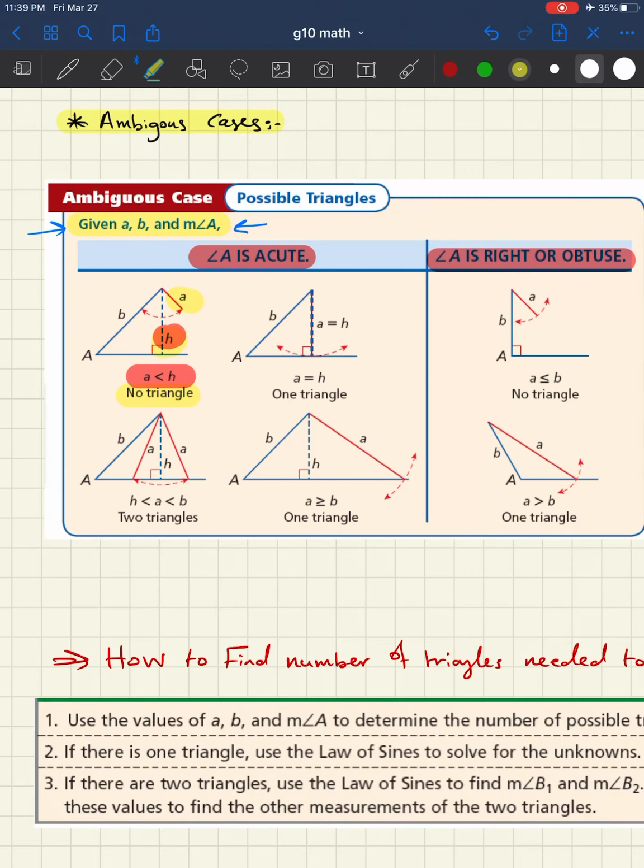تمام؟ The second case, if you have A exactly equals the height, then you have a single triangle. وهذا triangle إذا تنتبهوا من الرسم اللي فوقيه هو عبارة عن right angle triangle. تمام؟ القضية الثالثة إذا كانت A greater than the height but less than B. إذا كانت السايد A أكبر من الهايت وأقل من B ساعتها you have two possible triangles. ومن الرسم اللي قدامكم بإمكاننا نسمي triangles.